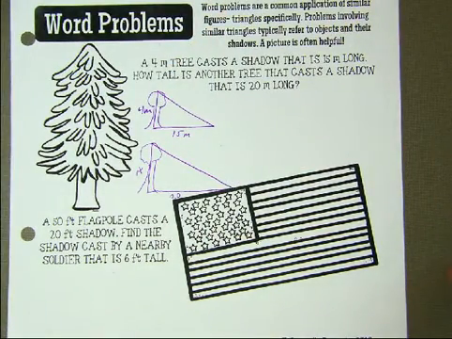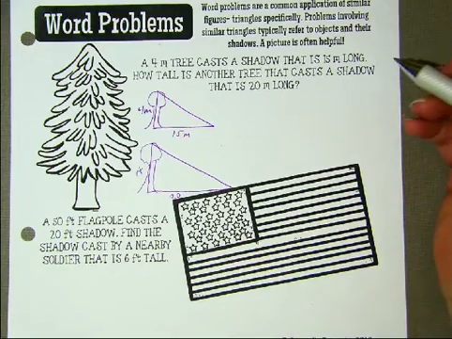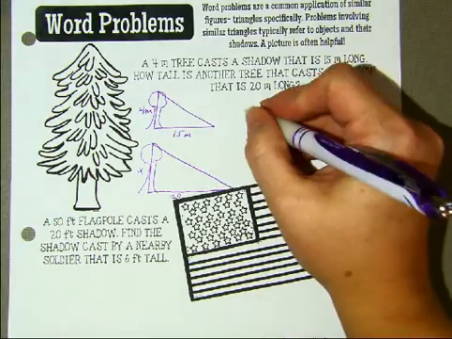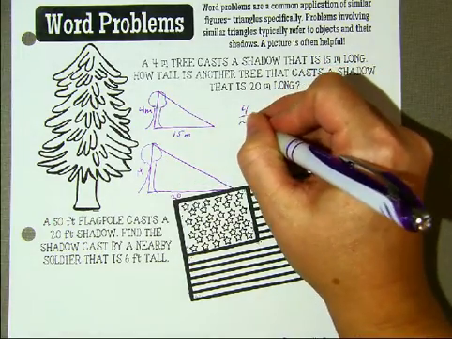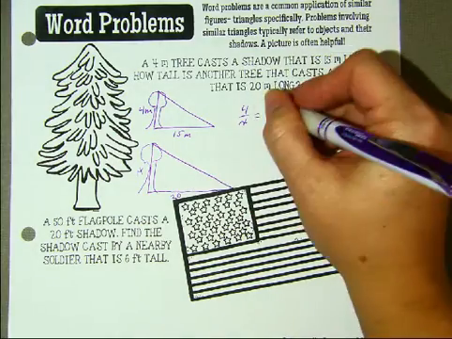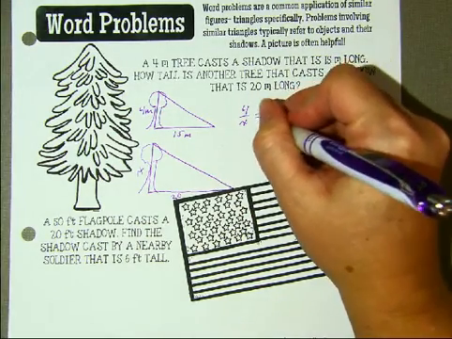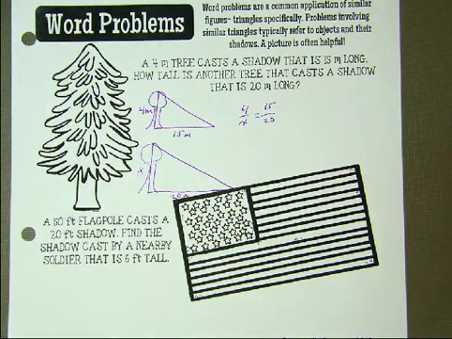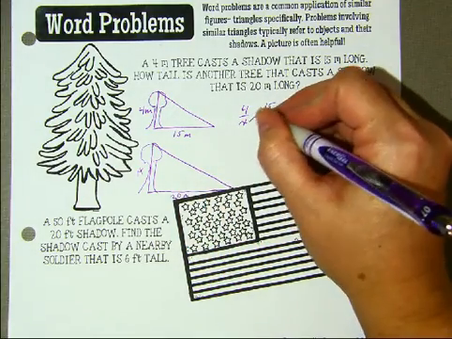So if you remember when we talked about setting up our proportions in the first video, we said you have to have your corresponding parts. So for this one, our corresponding parts are the height of the tree. So that's going to be 4 over x equals our shadow's length. So that's going to be 15 over 20. Okay, so now that we have our proportions set up, we're going to cross multiply.